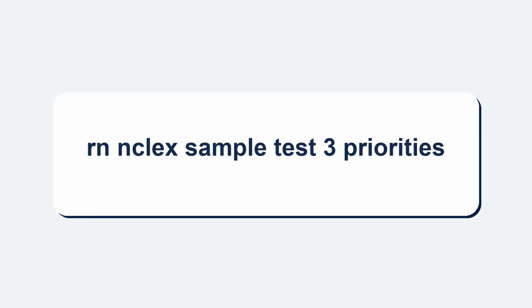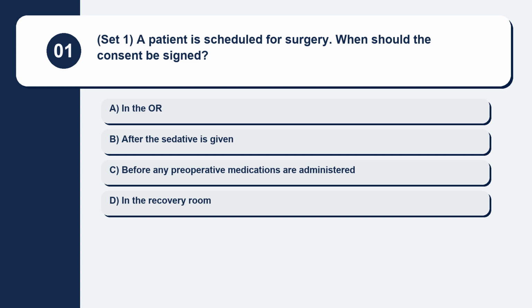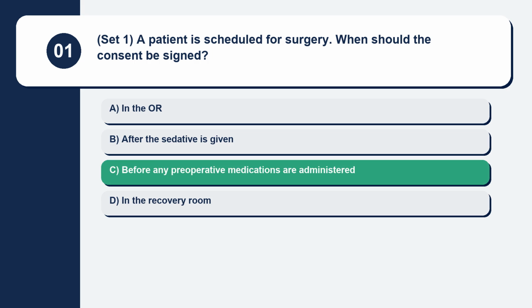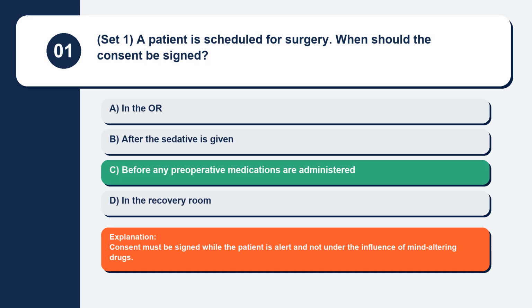NCLEX sample test 3 priorities. Question 1. Set 1. A patient is scheduled for surgery. When should the consent be signed? In the OR, after the sedative is given, before any preoperative medications are administered, in the recovery room. Consent must be signed while the patient is alert and not under the influence of mind-altering drugs.